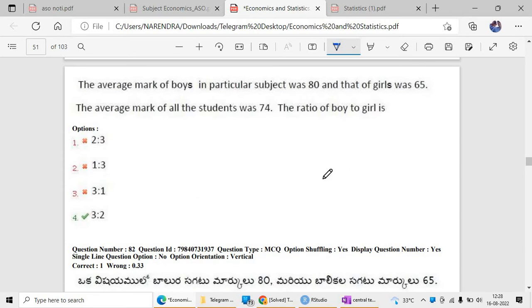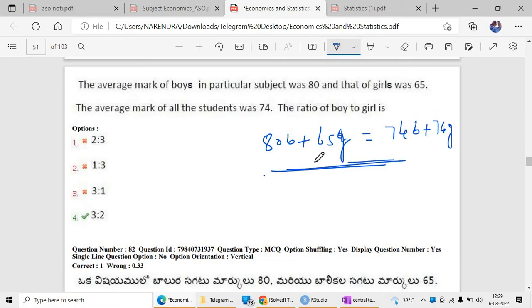The average marks of boys in a particular subject was 80 and of the girls was 65. Then the average marks of the students was 74, then the ratio. So these are very simple questions. See, they are saying 80 for boys plus 65 for girls. What is the average for both, 74? So if you solve this equation, you will get the answer.